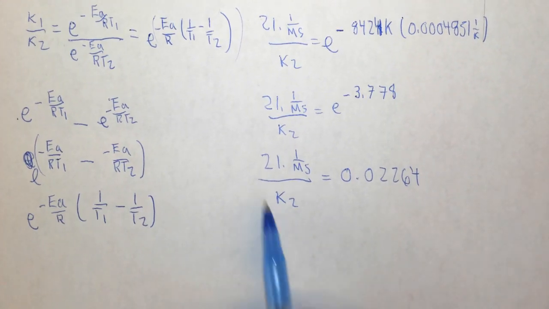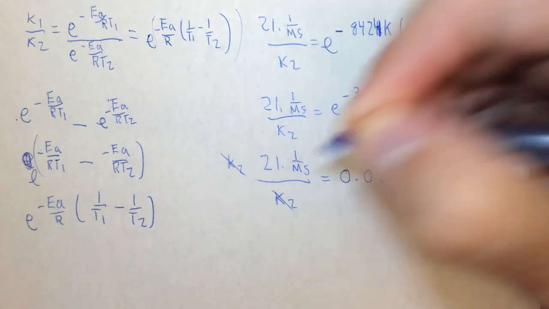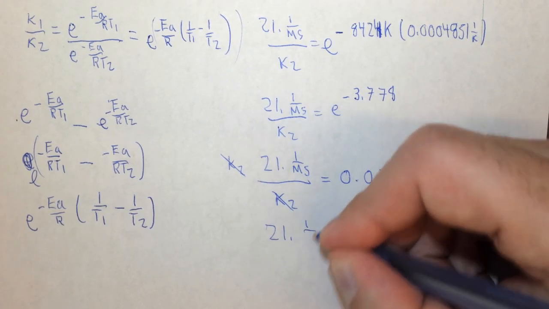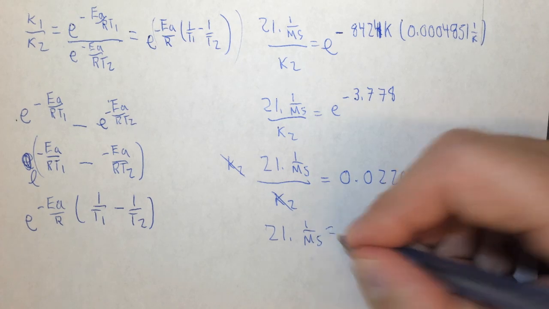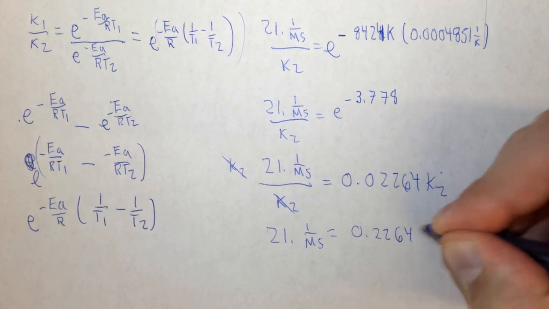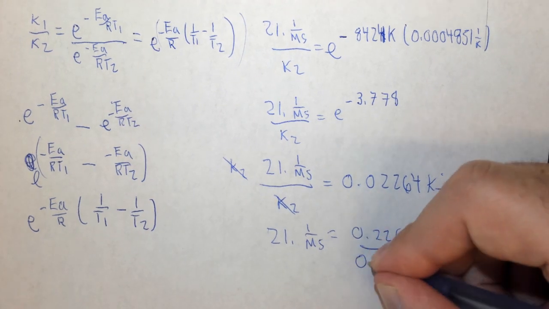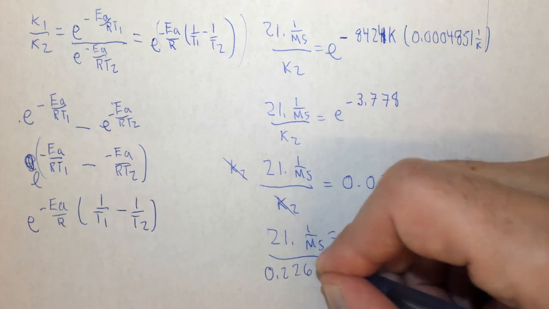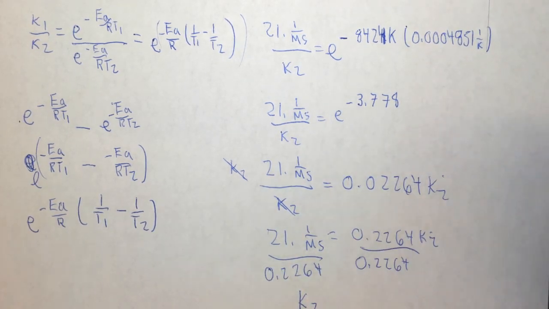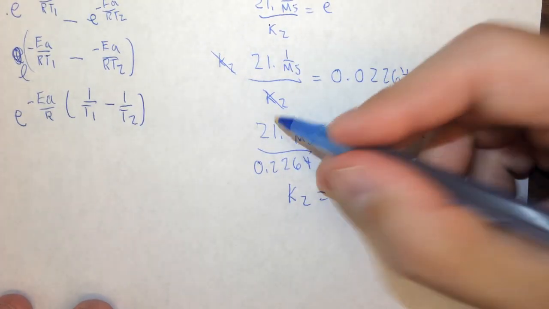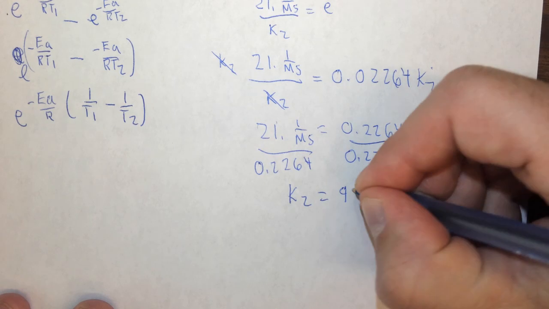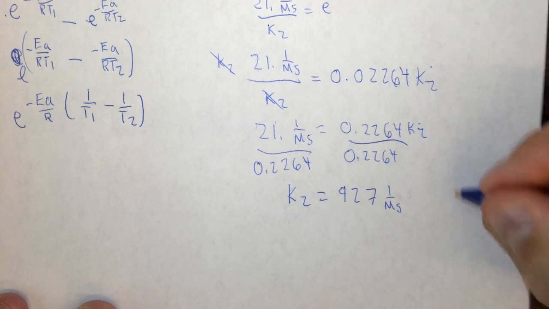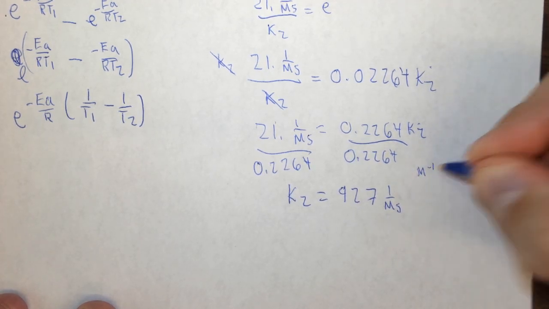Now to simplify, I want to multiply both sides by k2. Cancels out over here. k2 goes over here. And then I want to take my 1 over molar seconds equals 0.2264 k2. And I want to divide by 0.2264. Divide by 0.2264, and what I find is that k2 equals 21 divided by 0.2264, which is 927, and it has the same units, 1 over molar seconds, which on Alex, as you probably know, is molar to the minus 1, seconds to the minus 1.